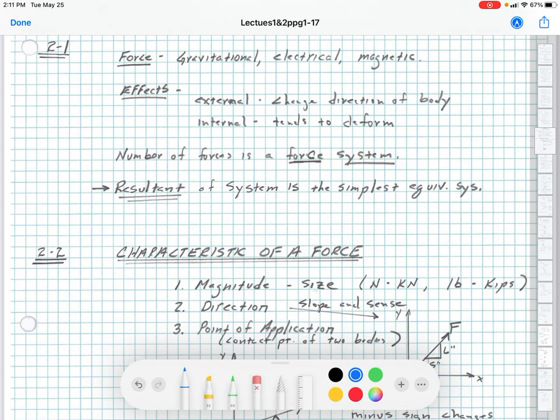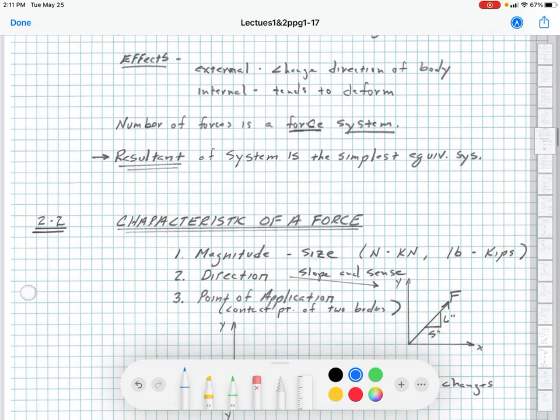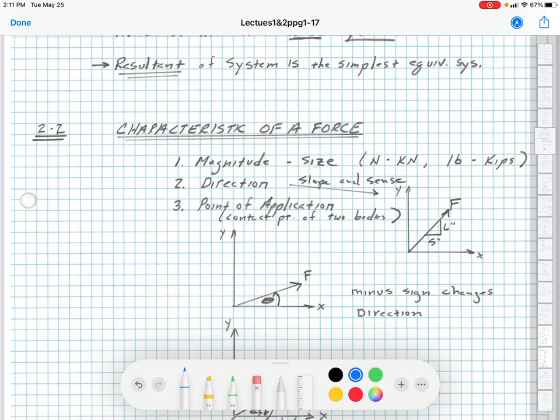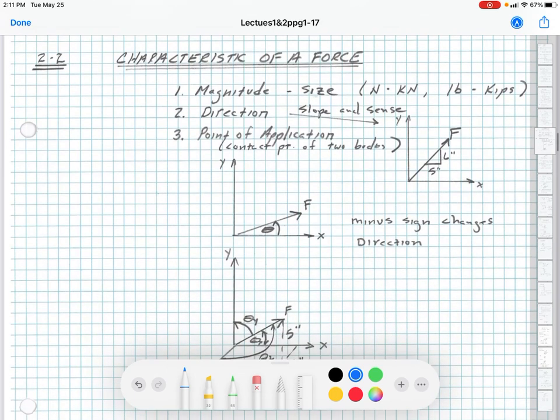Now, when we're talking about statics especially, we're talking about this external load on a body and what might be happening internally a little bit, but that's more when we get involved in strength of materials. Although we will talk about some internal forces during lectures that have to do with statics. So the resultant of a system is important because it's the simplest equivalent system of a set of forces or loads. So let's talk a little bit about the characteristics of a force.